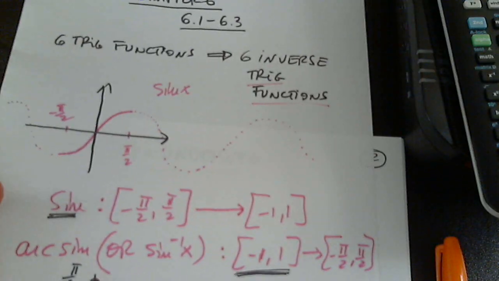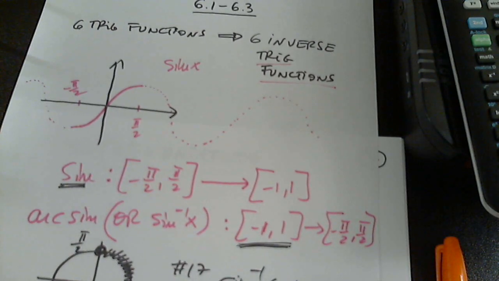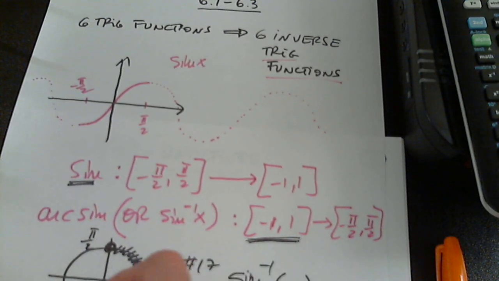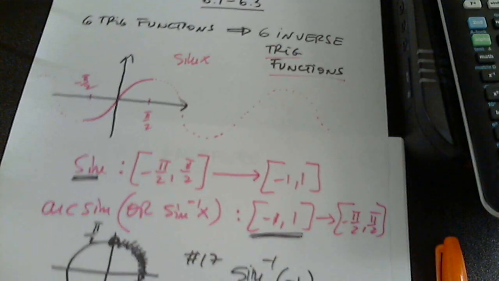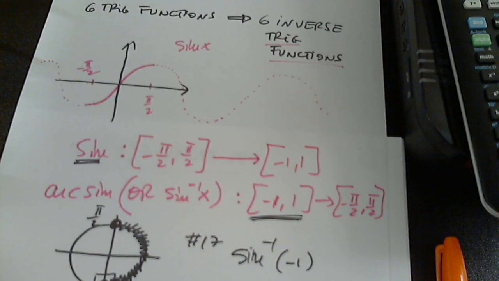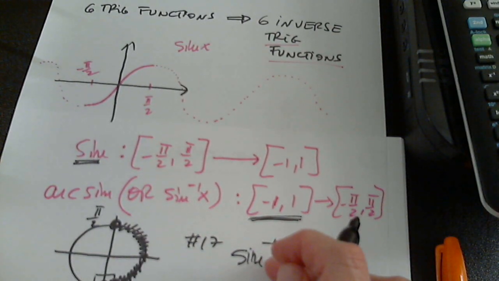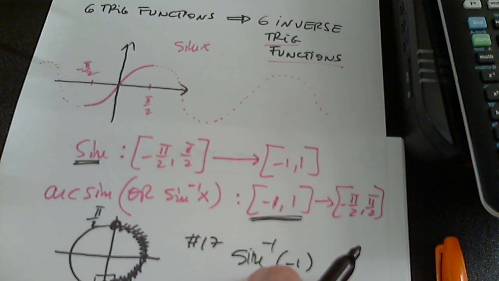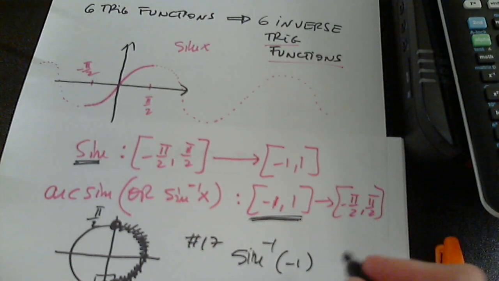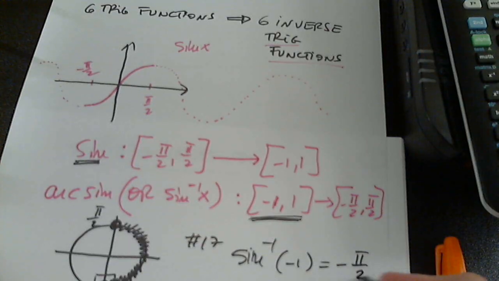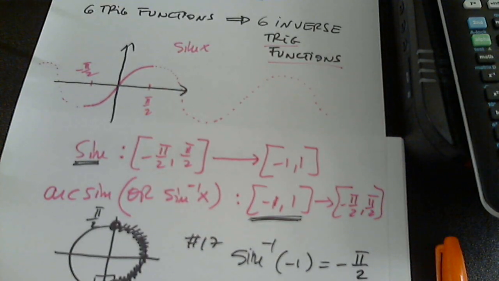So coming back to our example, sine inverse of -1. Well, I know that this is where sine is -1. So this is asking, find the angle whose sine is -1. And I'm going to write -π/2. Why? Because sine of -π/2 is -1.